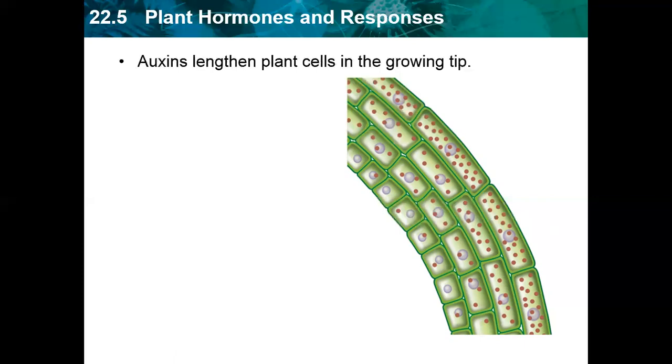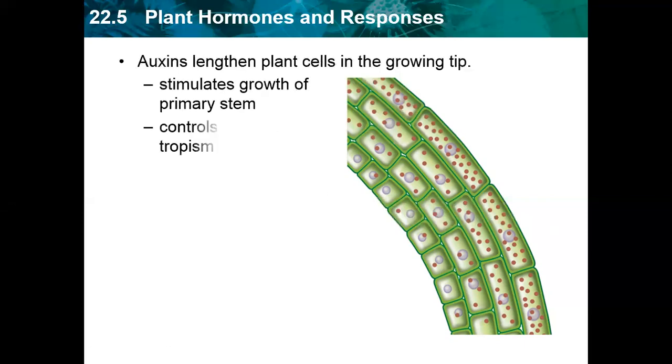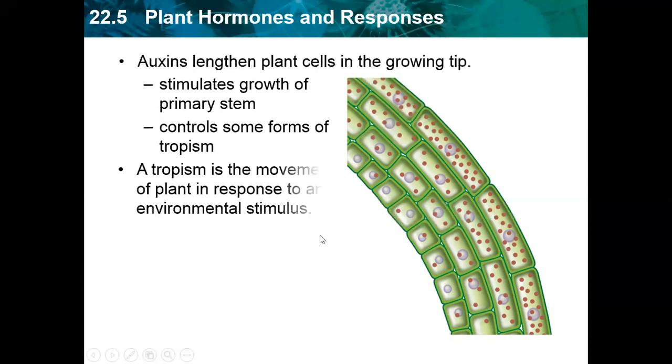They are also involved in the growth of the primary stems. If there is a stem that needs to grow, meaning the basic stems, they are involved in it. They stimulate growth of primary stems. They help to control some forms of tropism. Tropism is a movement of plants in response to an environmental stimulus.